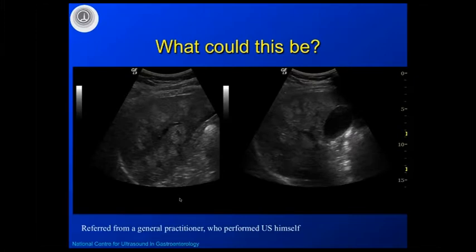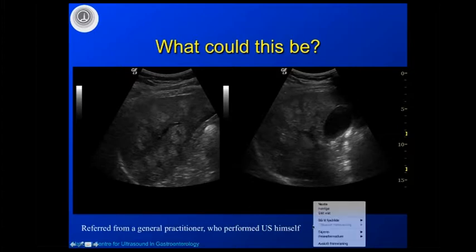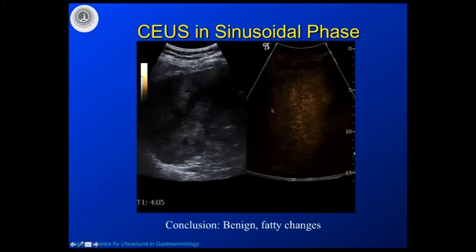And this is a case referred from a general practitioner who did ultrasound himself, and he wondered what kind of lesions these are. These were quite strange to him. And of course we did contrast-enhanced ultrasound, and in late phase we can see that the appearance is normal compared to the rest of the liver tissue. There is no washout, and we could conclude benign fatty changes.